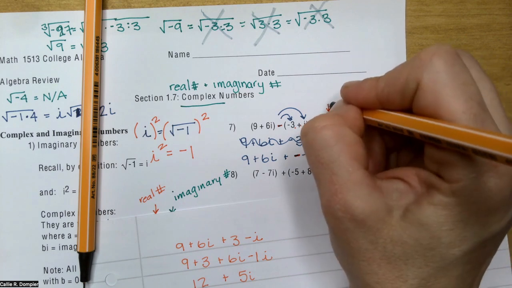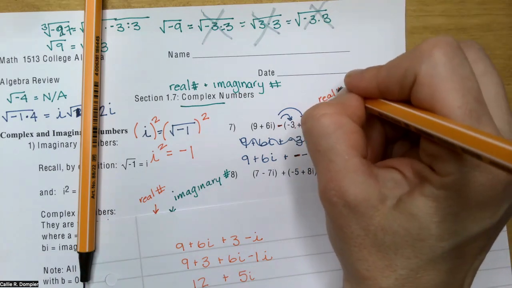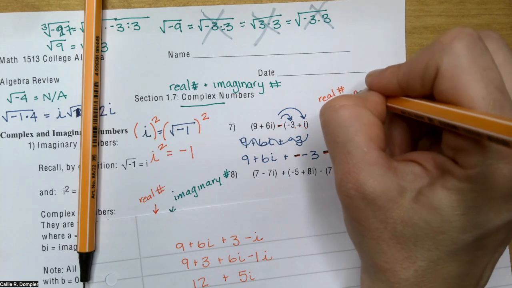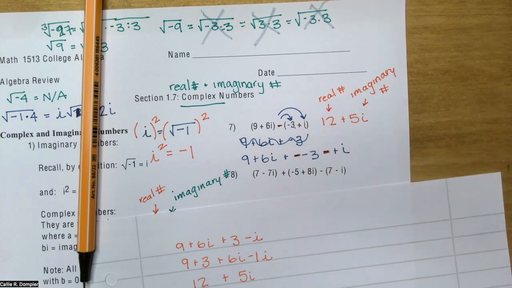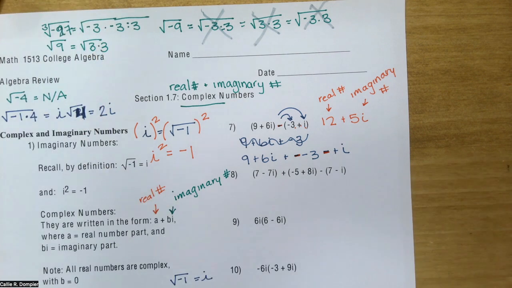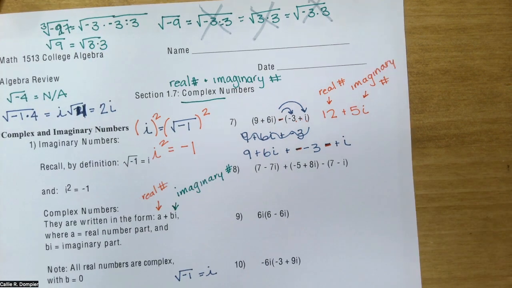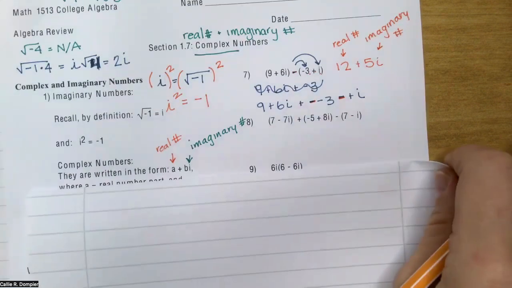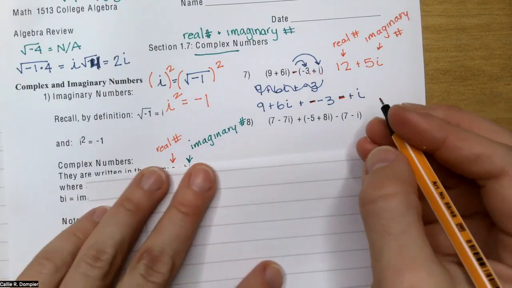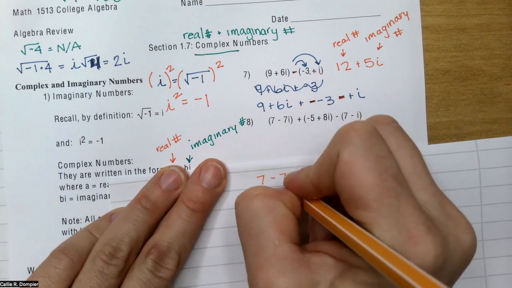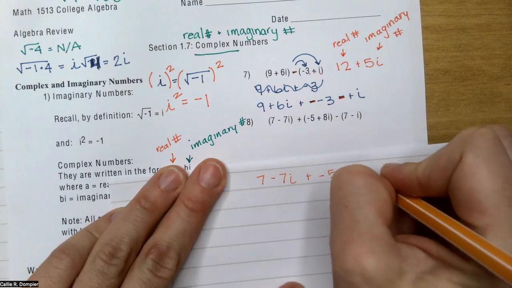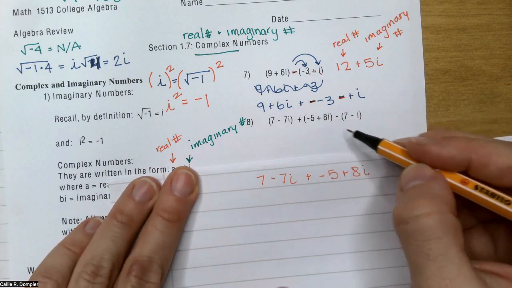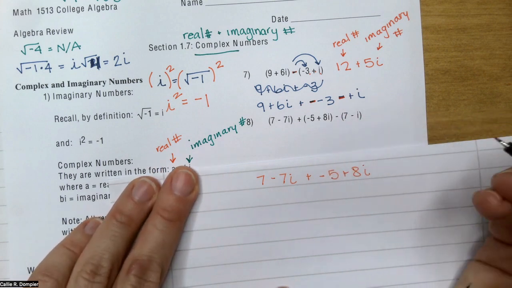There's the real numbers, and there's the imaginary number because it has the i attached, okay? Number 8, they're giving us 3 different groups. So we have 7 minus 7i plus negative 5 minus 8i. And I'm just going to combine these and then I'll subtract 7 minus i from that.